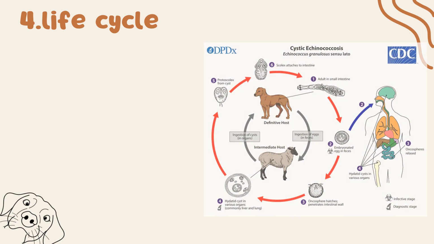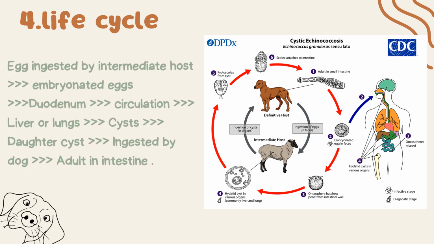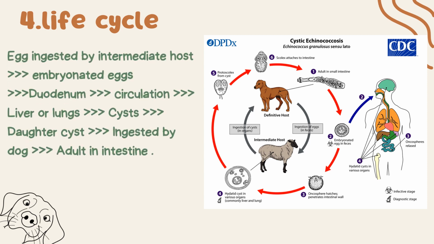The life cycle. This is the life cycle of the Echinococcus granulosus, where the egg is ingested by the intermediate host. Then they convert into oncospheres. Then they move to the duodenum, then to circulation, then to the liver, lungs, or any other organ. They convert, then form cysts, and the cysts may contain daughter cysts that may be ingested by a dog, then the adult forms, or the human may be infected from this dog again.